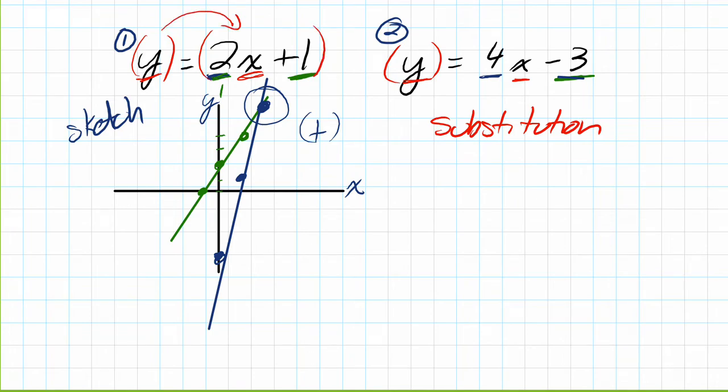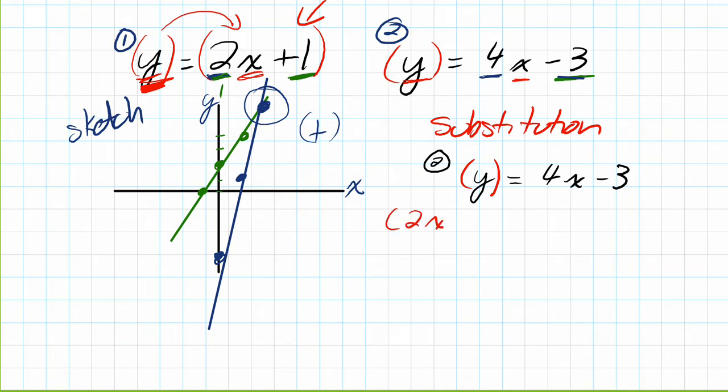That's what that means. So if I rewrite equation 2, y is equal to 4x minus 3. Well, I can actually replace the letter y with everything on this side of the equation, because we know y is equal to it. So in the next line, I'm going to write 2x plus 1, and that comes from equation 1. It's just the right-hand side of the equal sign. So we've replaced, or substituted, that in for y.